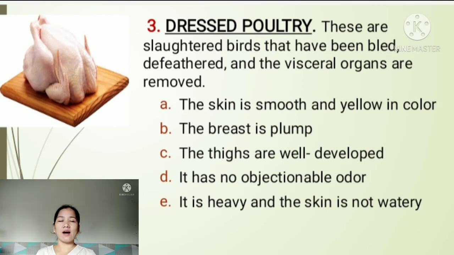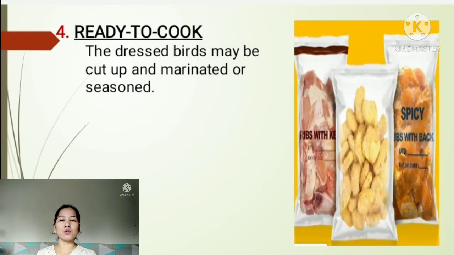So, the characteristics are the skin is smooth and yellow in color. So, makinis ang balat. Yung iba ay yellowish, yung iba ay pinkish. The breast is plump or medyo malambot-lambot ang kanyang dibdib. The thighs are well developed. It has no objectionable odor, walang masamang amoy. It is heavy and the skin is not watery. So, makikita ninyo maganda yung dressed poultry, kagaya ng nakikita sa larawan. Number 4, we have ready to cook.